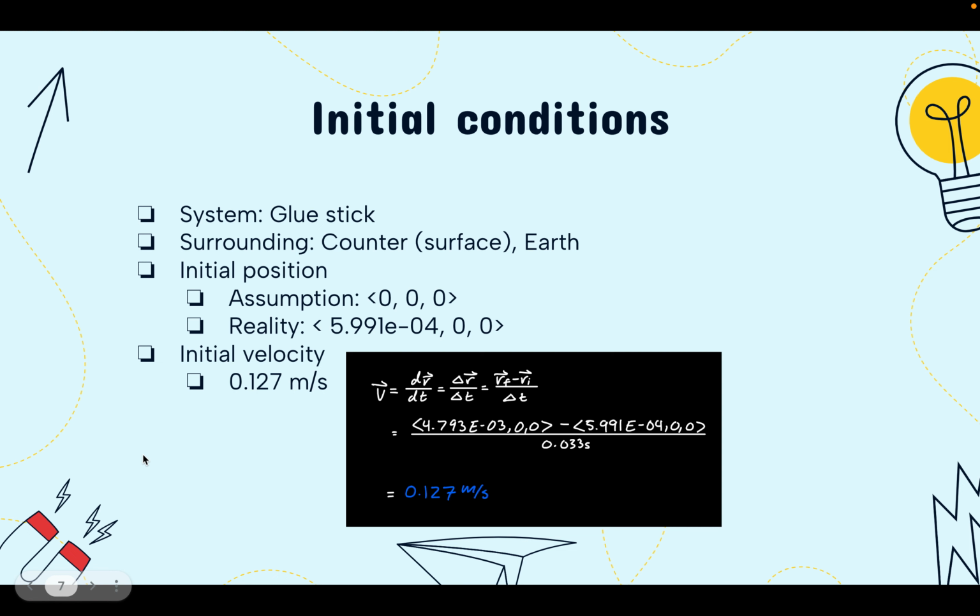As seen in the video, the system is a glue stick and the surrounding is the counter on top of it. Since Earth has some forces acting upon the glue stick, such as gravity, it is also seen as a surrounding. Normally, the initial position is the origin 0, 0, 0, but Tracker gives 5.991 e to the negative fourth as the initial position, so we are using that instead. The initial velocity can be found by using the first two frames in Tracker, which gives the first two data points. By subtracting the two position vectors and dividing by the change in time, we get the initial velocity 0.127 meters per second.